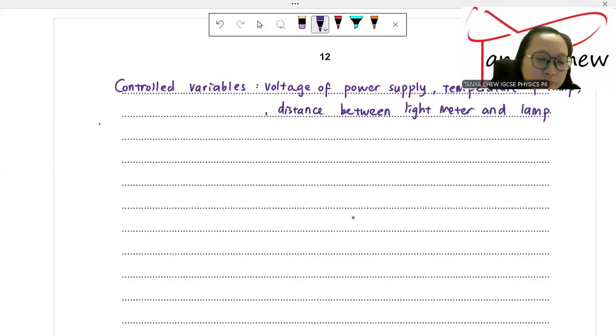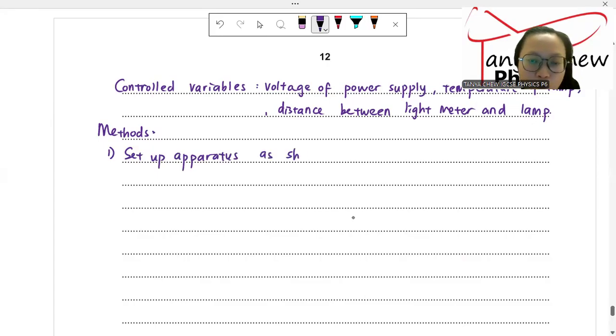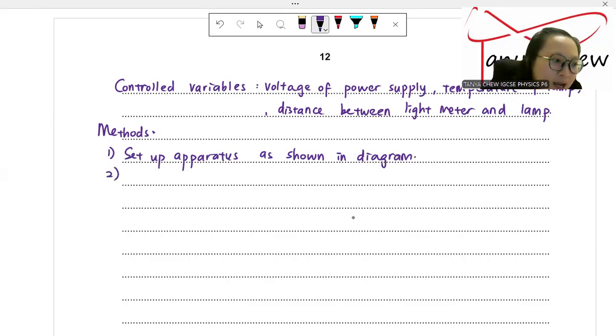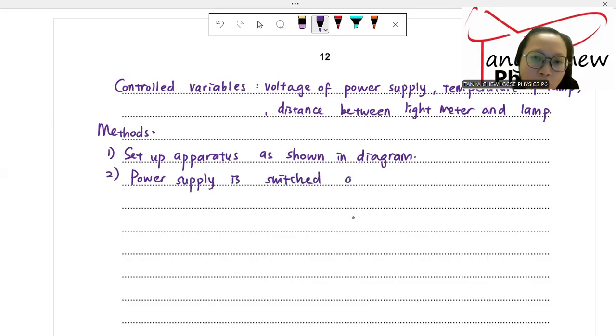That is your method. So I'm going to write here methods. So I will say that, okay, the first method, set up apparatus as shown in diagram. And second, power supply, because I want to make sure that the voltage of the power supply is constant. So I suggest the power supply is switched on to 3 volts. Remember, for a lamp, right? You don't use a very large voltage because you could burn that lamp, right? We use a small voltage.